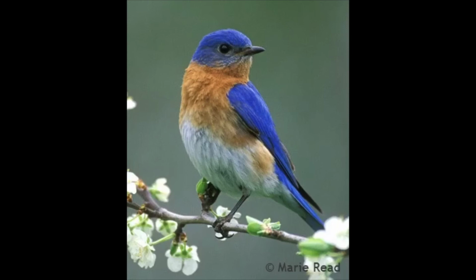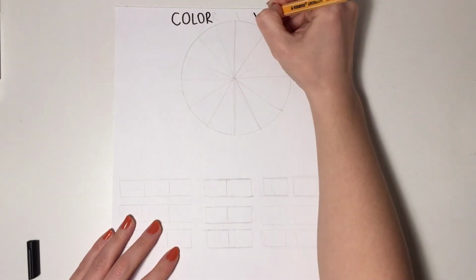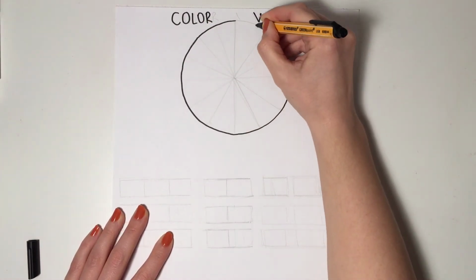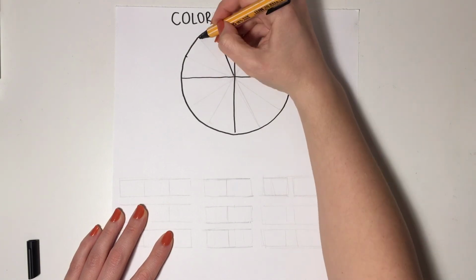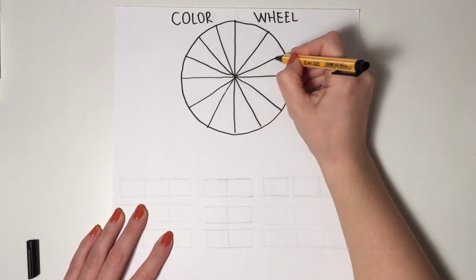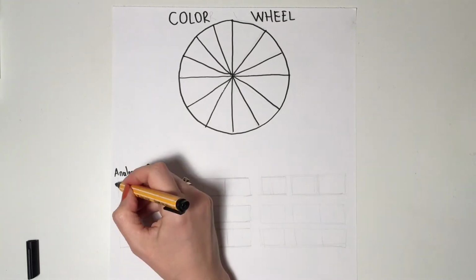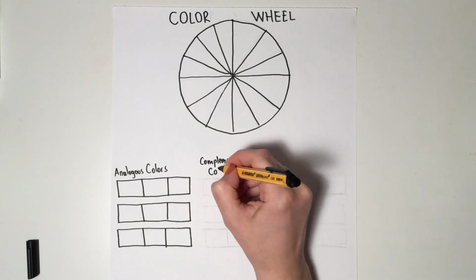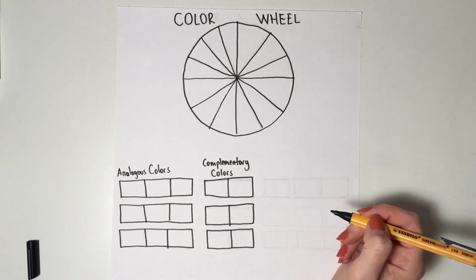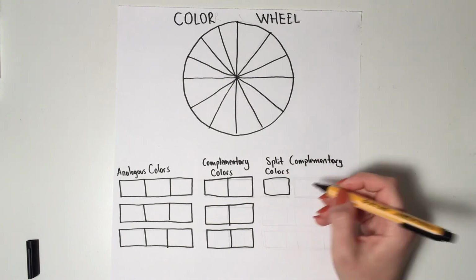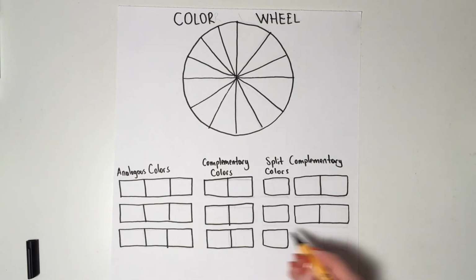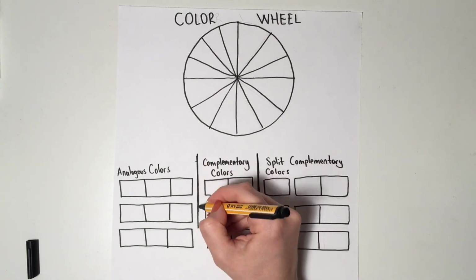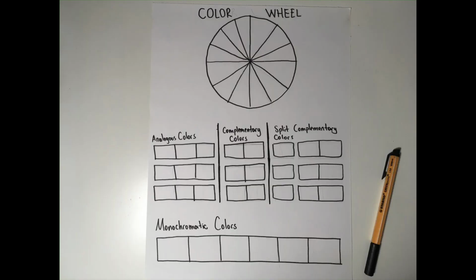And now, let's practice. So, I want you to create a color wheel with me. You start with a circle and divide your circle into 12 equal areas. I want you to give 3 examples for analogous colors, 3 examples for complementary colors, and 3 examples for split complementary colors. And you can add an area for monochromatic colors. Pick one color and create values of that single color.